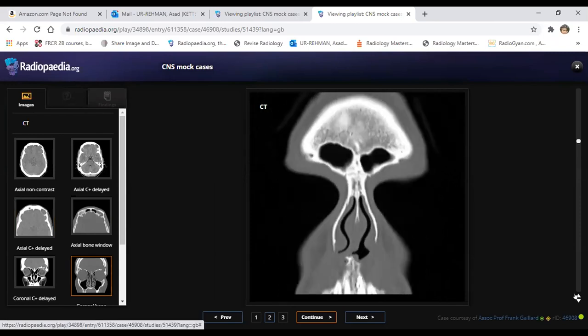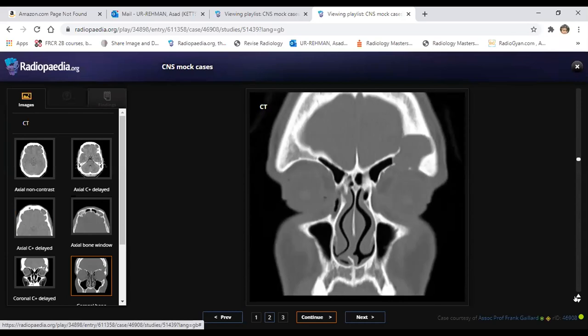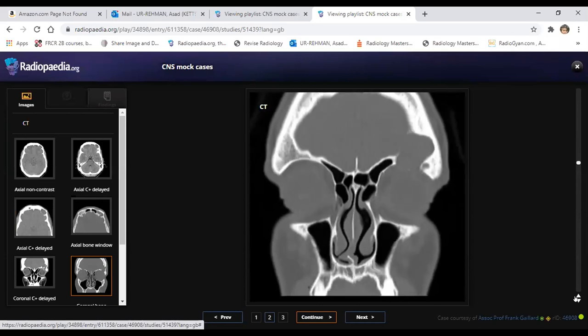So what are your differentials for this one? So it can be a primary malignancy, or it can be metastasis, or it can be any... Which primary? I'm not getting the name, sorry. What would you like to do next? Yeah, I'll do the MRI scan.